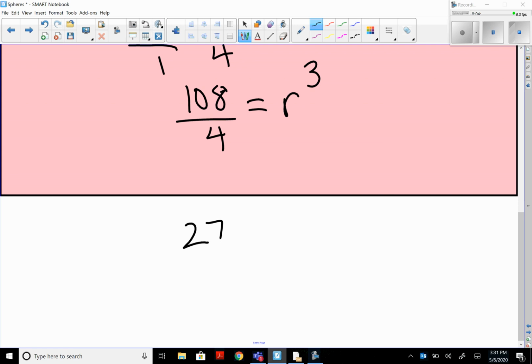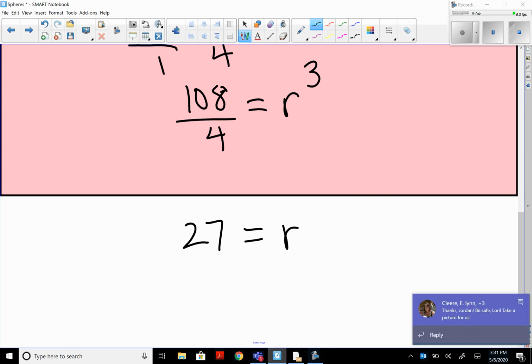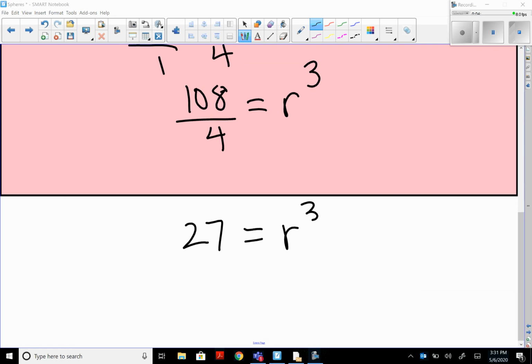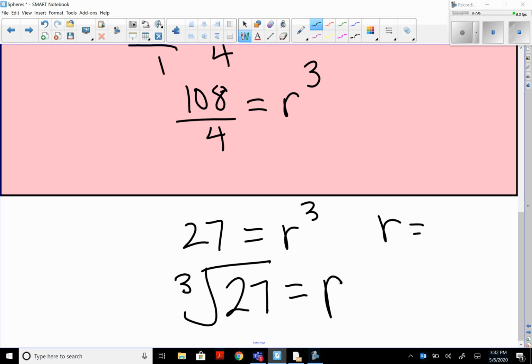So now I have 27 equals r to the third power. And the only way to undo, or the inverse of raising something to the third power, is to take the cube root. So now I want to know, what's the cube root of 27? What number times itself again is 27? And that is 3. So I get radius equals 3 meters.